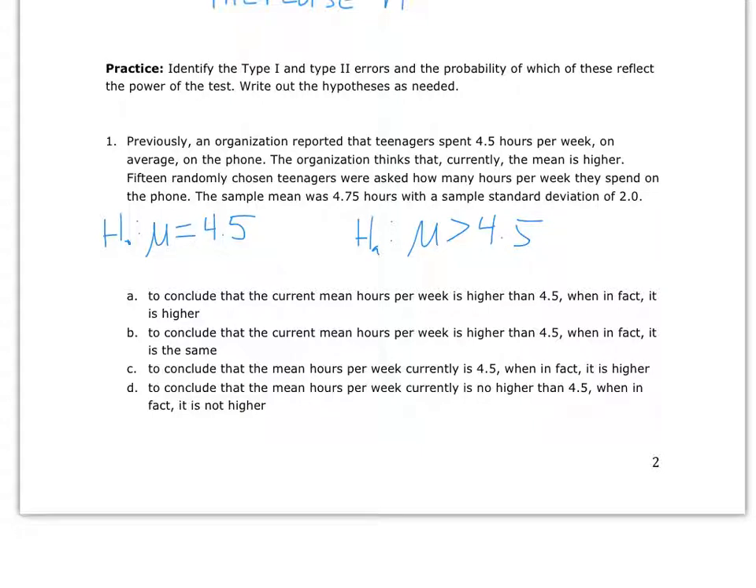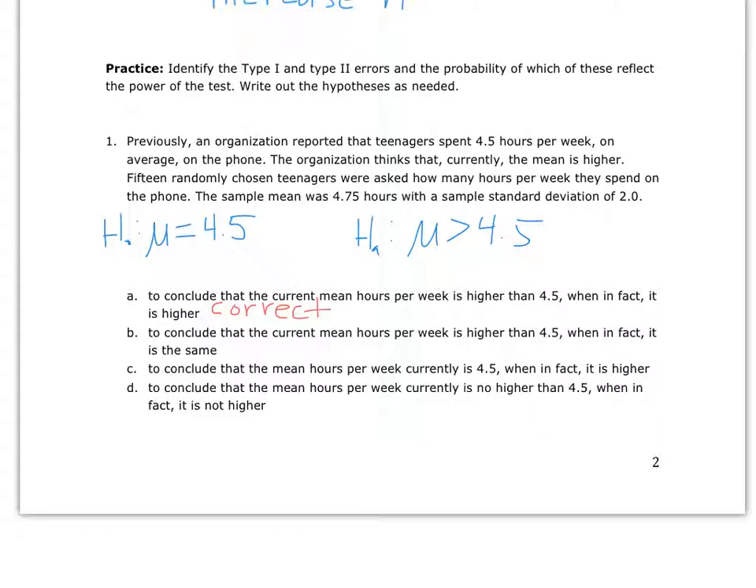To conclude that the current mean hours per week is higher than 4.5 when in fact it is higher. Okay, so we're concluding the same thing as what's true. So we're concluding that it's higher when it is higher. So this is correct.